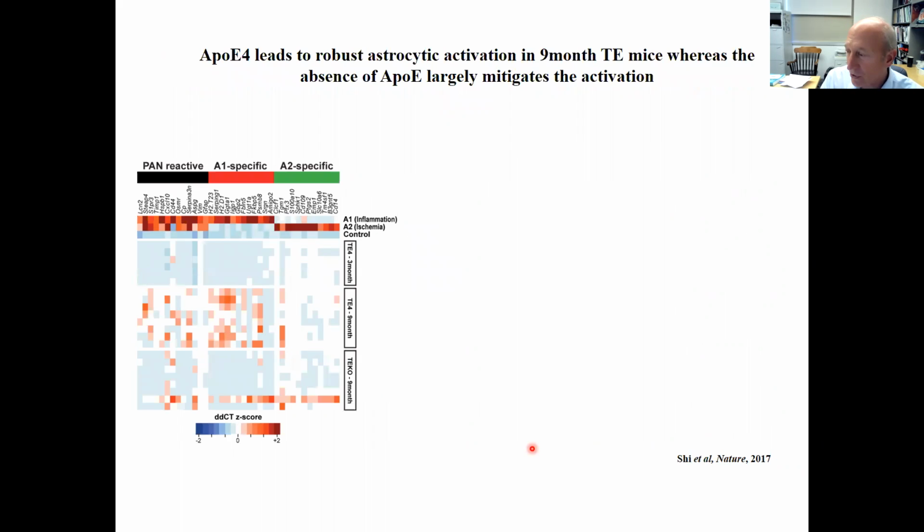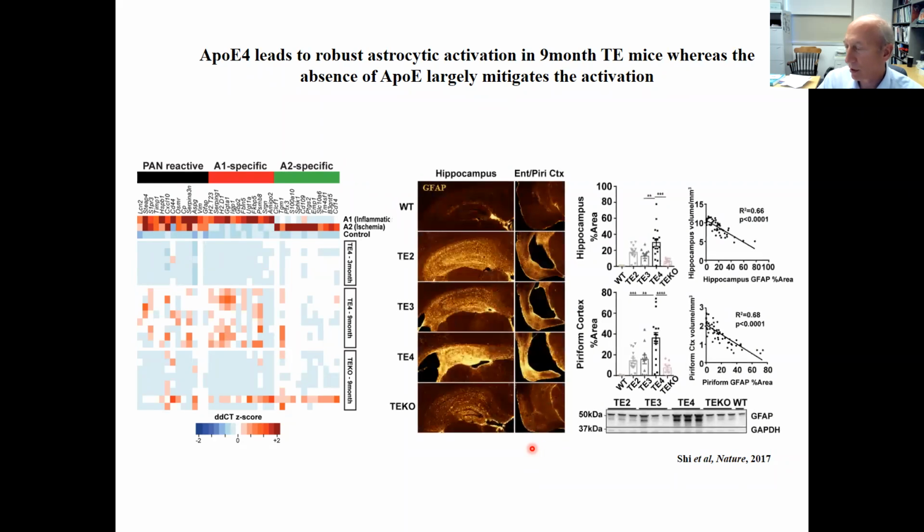So what about the astrocytes? We see something similar. These experiments were done at the time with Shane Littleow when he was still in Ben Barres's lab, where they looked at gene expression for reactive astrocyte type genes. You can see that in the tau E4 mice, there was a big increase in these types of genes that was, again, mostly blocked in the absence of APOE.